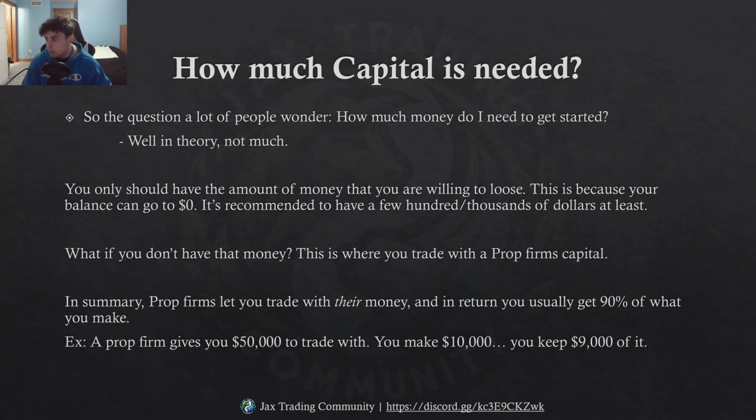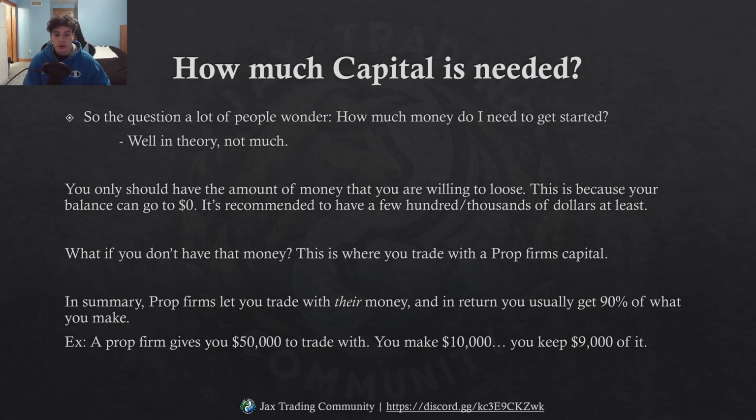Going on to this next slide, how much capital is needed? The question a lot of people wonder when they're starting futures is, how much money do I need to get started? In theory, you really don't need much. When you're trading, you should only have the amount of money that you're willing to lose, because your balance can really quickly go to $0. Think about it. In a trade you can lose a bunch of money really quick, just as you can gain a bunch of money really quick. So it's usually recommended to have a few hundred to a few thousand dollars at least, but a lot of people don't feel comfortable doing that.